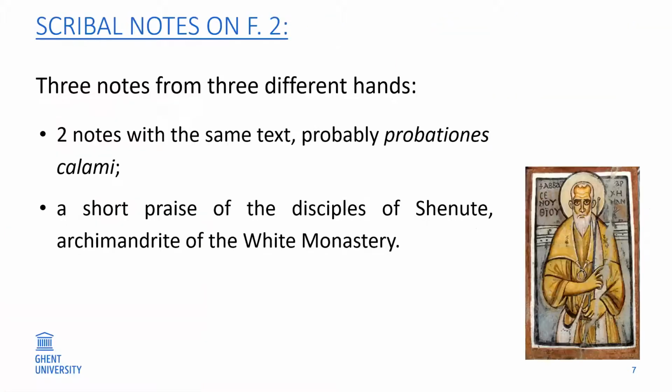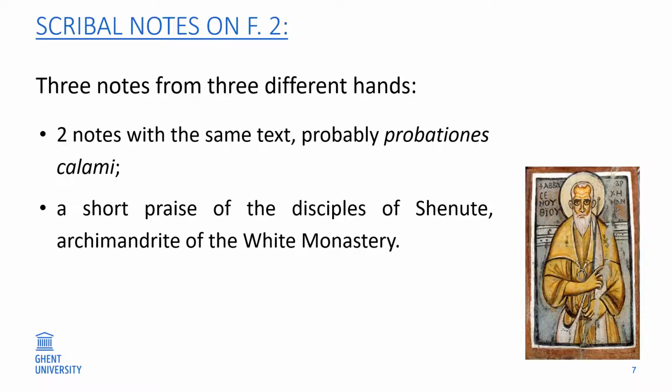We have 3 owner's notes, or scribal notes. 2 are the same, even if the second one corrects the first one a bit, but anyway, they are probably probationes calami. And the third one is a praise of this disciple of Shenute, the archimandrite of the White Monastery. And all these 3 notes are on folio 2.